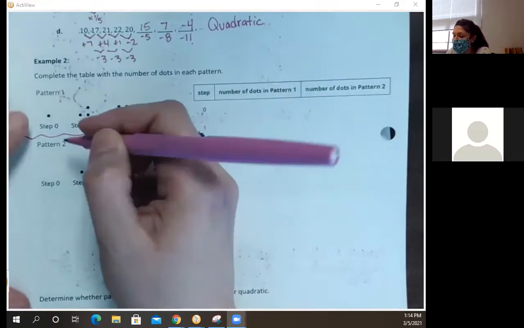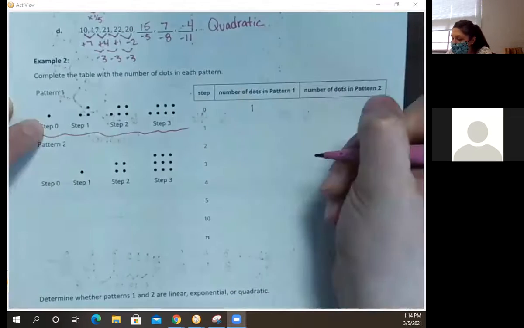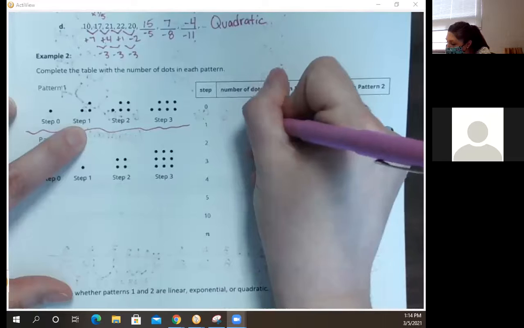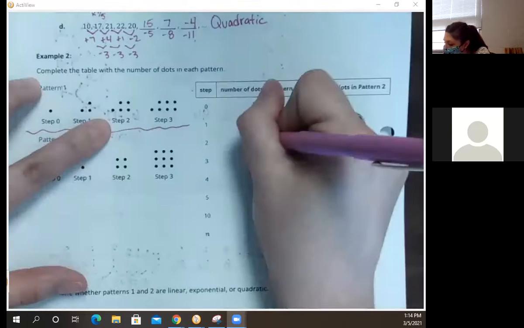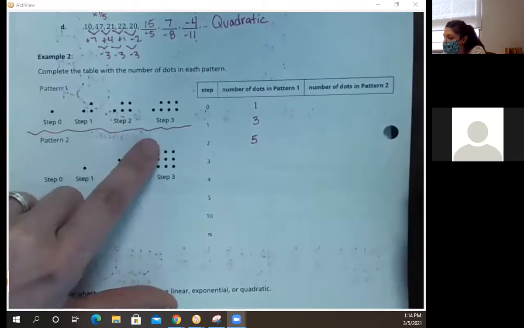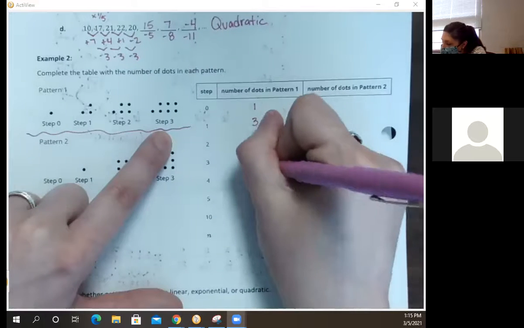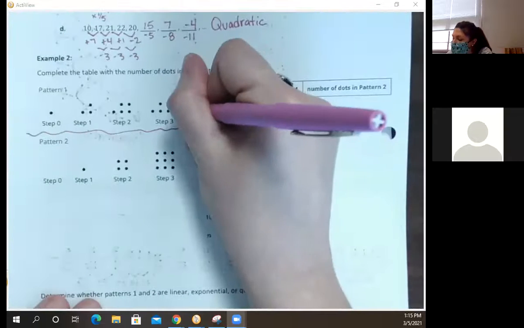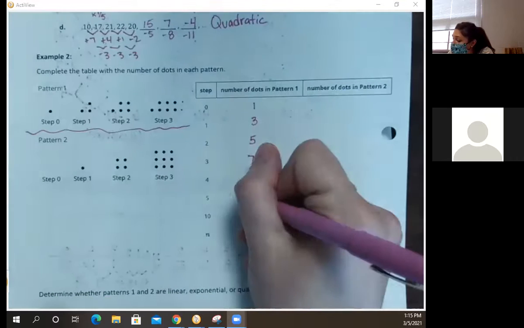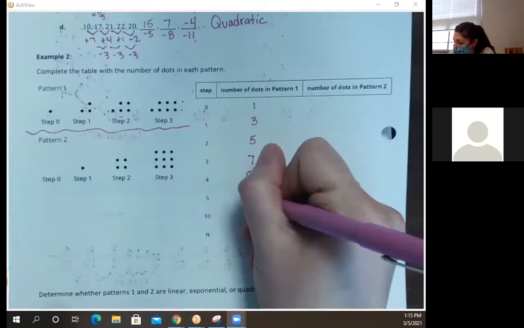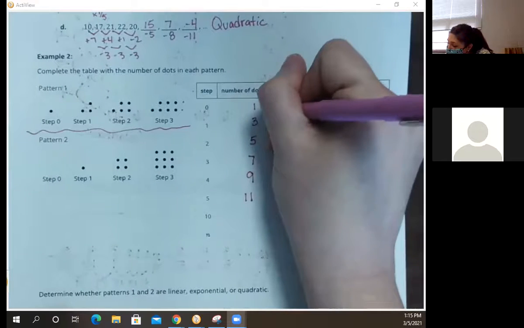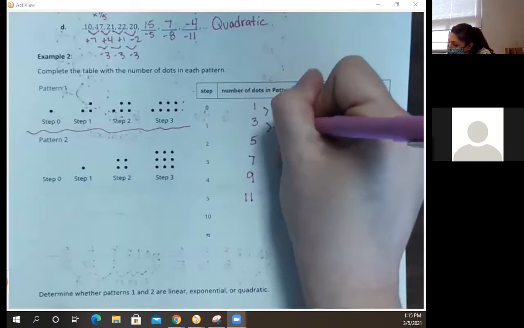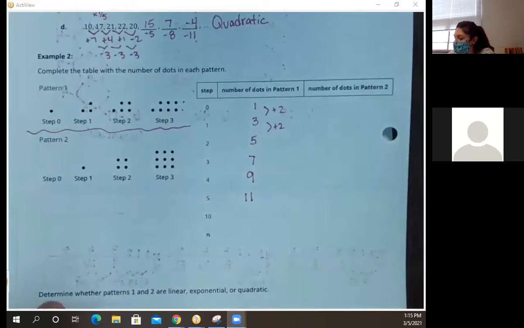So for our first pattern, step 0 has 1 dot. Step 1 has 3 dots. Step 2 has 5 dots. Step 3 has 7 dots. How many dots do you think step 4 would have? Yeah, we're adding 2 each time. So it's like we add another column of 2 dots each time. So step 5, we would have 11, right? Or if I looked at the values in my table, we're adding 2 each time. What type of pattern is this? This is linear.